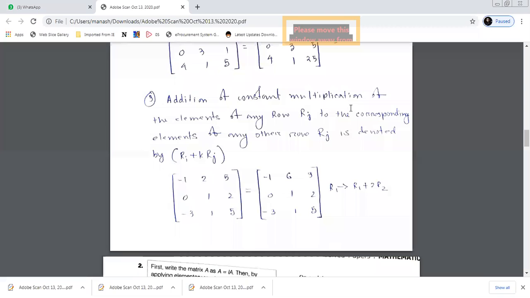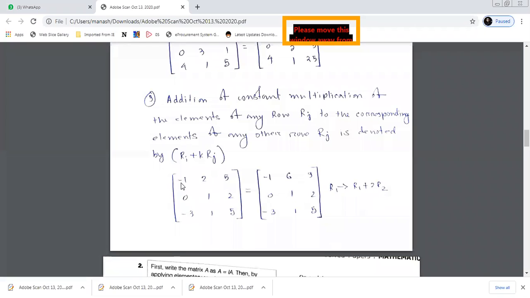Addition of constant multiplication of the elements of any row Rj to the corresponding elements of any other row Ri is denoted by Ri plus k Rj. Okay, so here is the matrix. Here row 1 is changed to row 1 plus 2 row 2. Row 1 tends to row 1 plus 2 row 2.